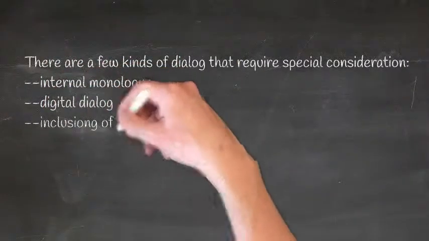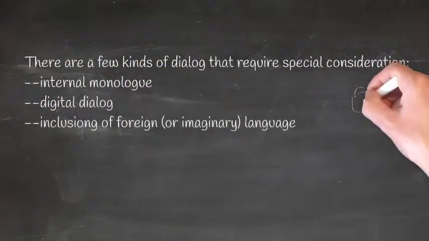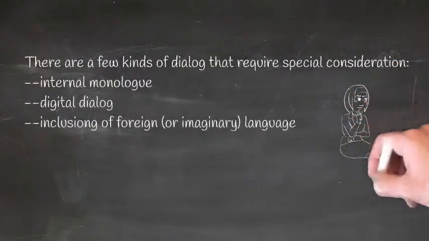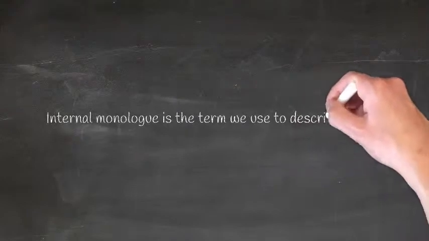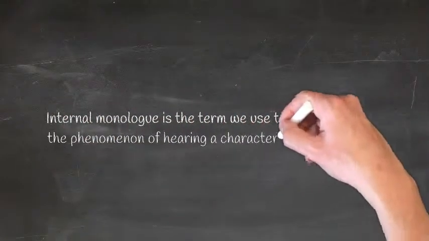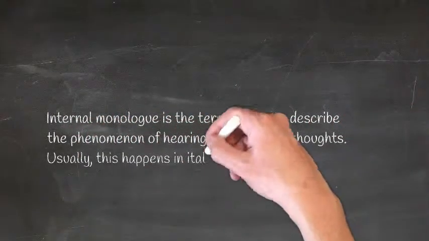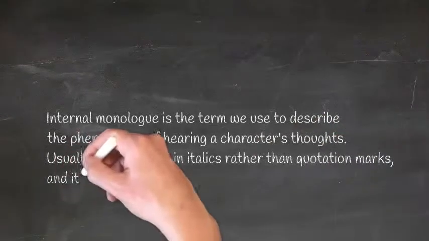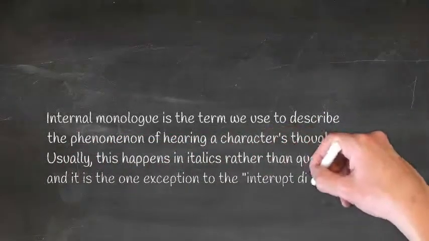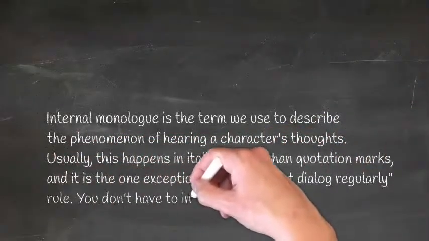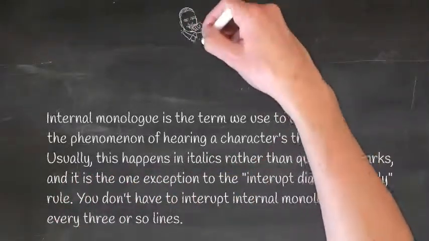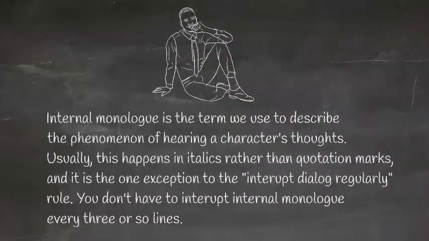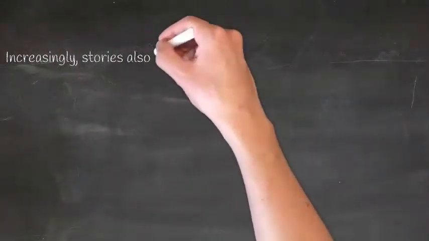There are a few kinds of dialogue that require special consideration: internal monologue, digital dialogue, inclusion of foreign or imaginary language. Internal monologue is the term we use to describe the phenomenon of hearing a character's thoughts. Usually this happens in italics rather than in quotation marks, and it is the one exception to the interrupt dialogue regularly rule. You don't have to interrupt internal monologue every 3 or so lines.